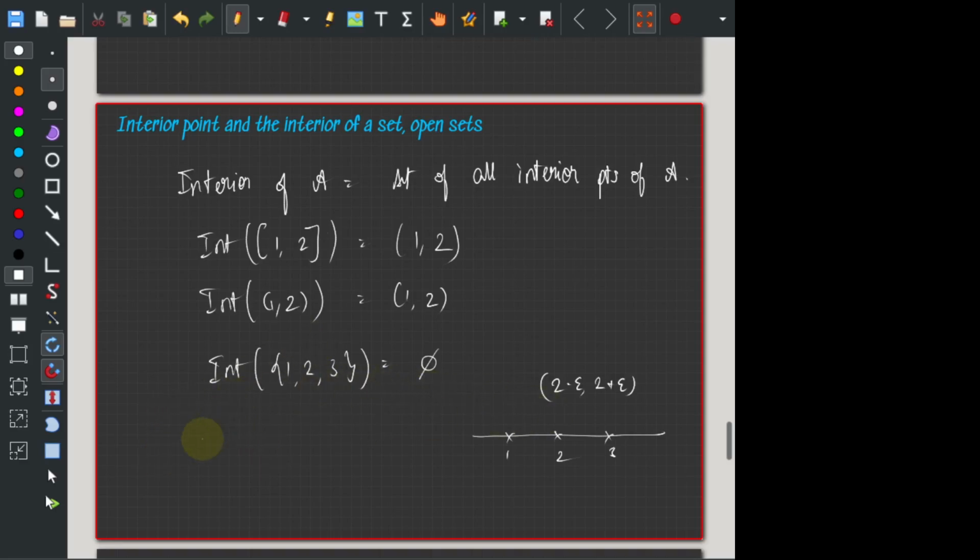Now what if I take any countable set? What is the interior going to be equal to? It's still going to be empty, right? Because remember that the interior should be a subset of the set that it belongs to, and the open interval is an uncountable set. If I take a countable set and try to find the interior, it obviously is not going to be uncountable. So the interior for any countable set is going to be empty.